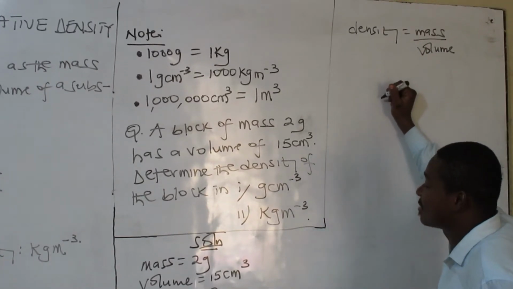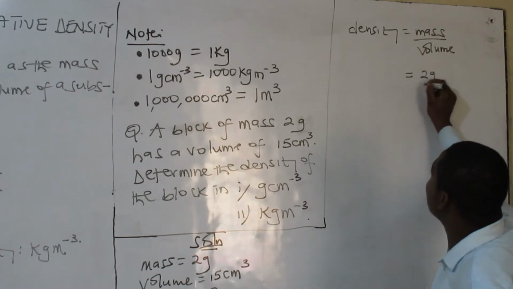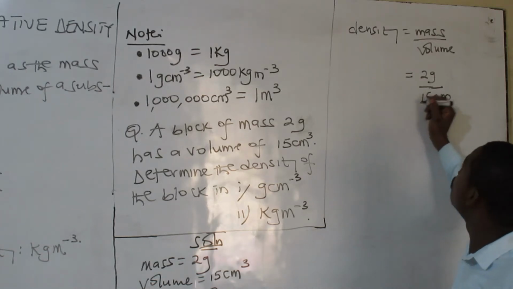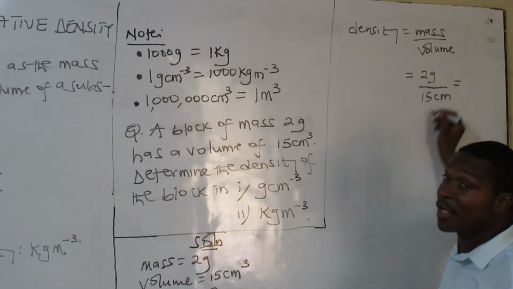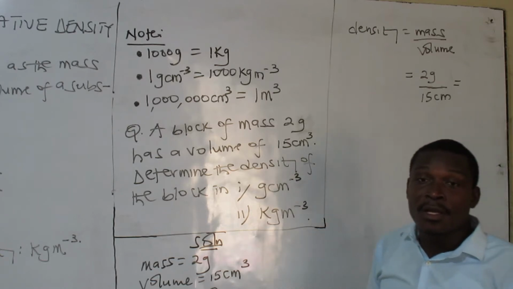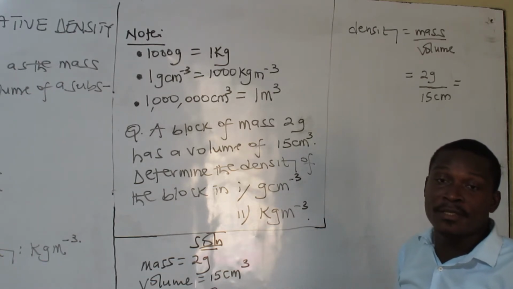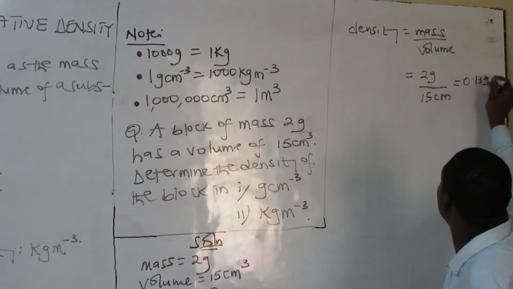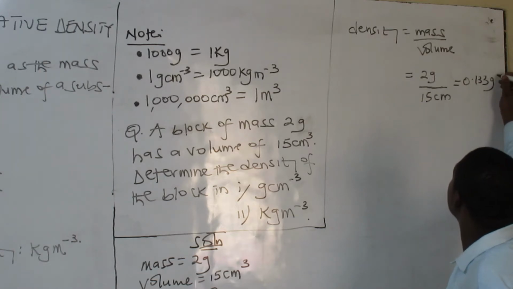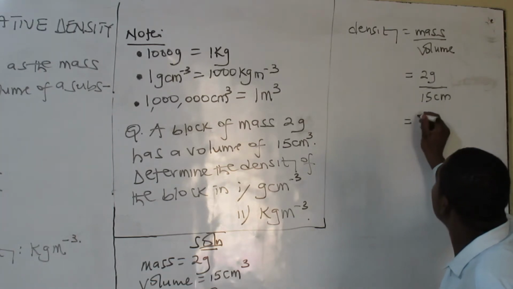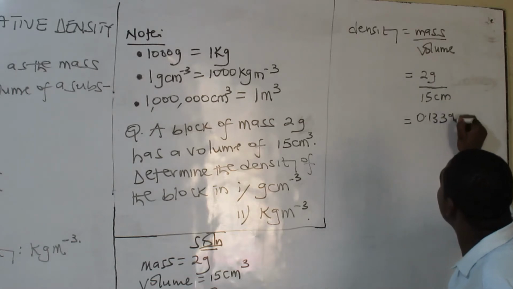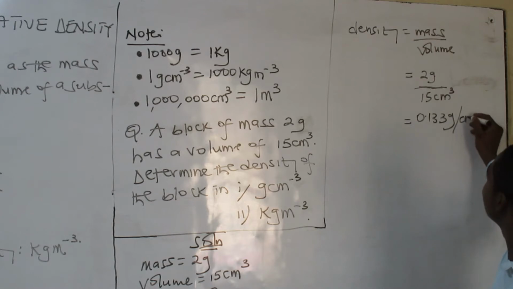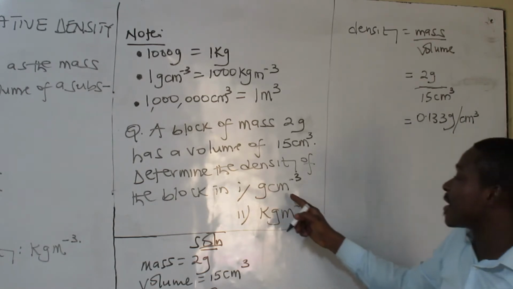Now what is my mass? My mass is 2 grams and my volume is 15 centimeter cube. When you punch 2 over 15, what are you going to get? 0.133. Now this is gram, and there is a partition sign, and there is a cm cube. So I have calculated and I've left my answer in gram per cm cube.